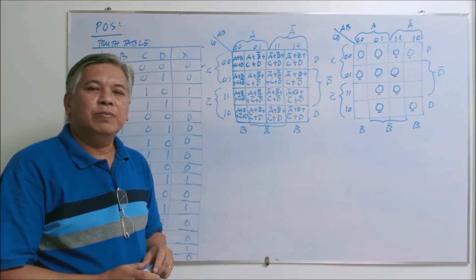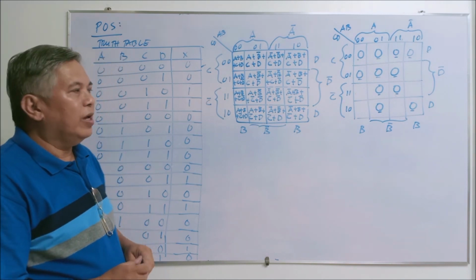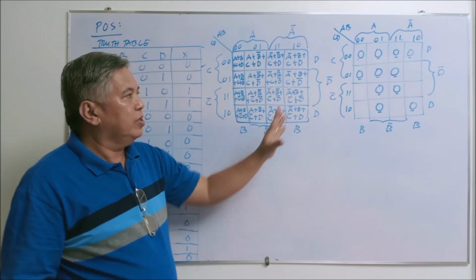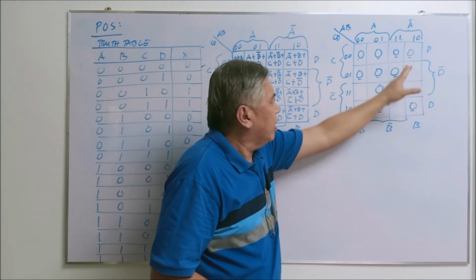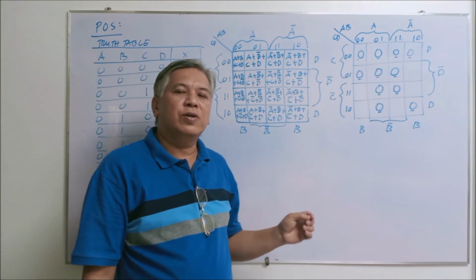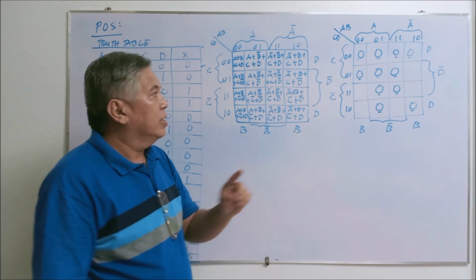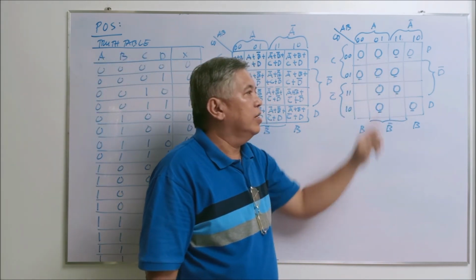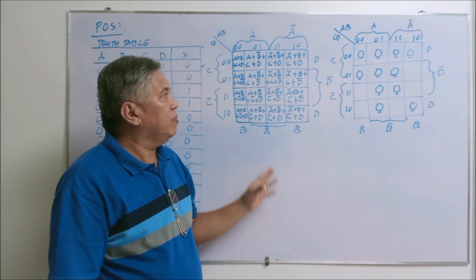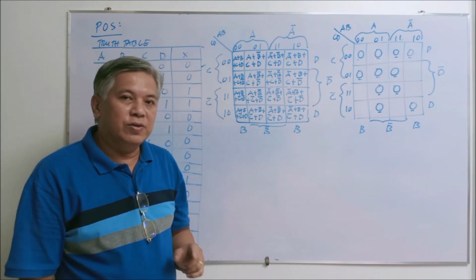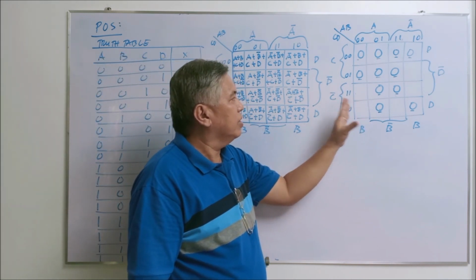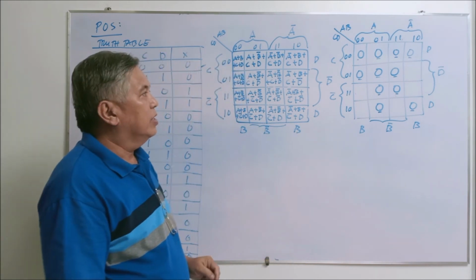group the number of cells which are adjacent. Again, the same grouping: 16, 8, 4, 2, 1. Since there are vacant cells here, we cannot say that there are 16 adjacent cells. But just in case all of the cells here are 0, we have 16 cells with 0 value. That means that X will be equal to 0. Okay? So, if there is no 16 cells, then we go to 8 adjacent cells.